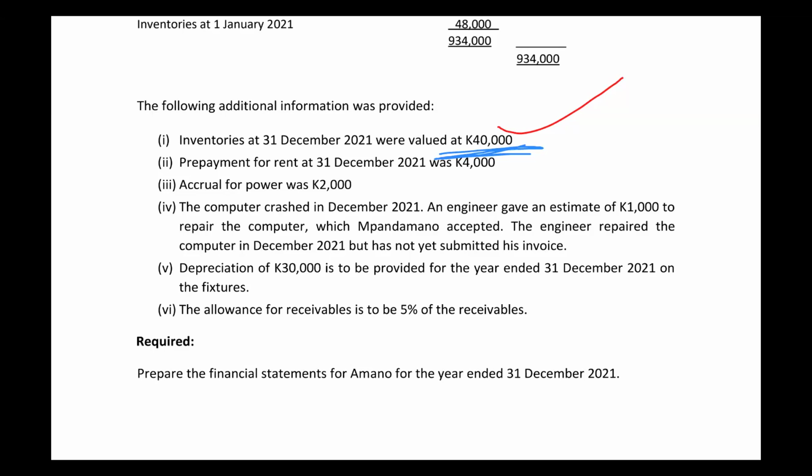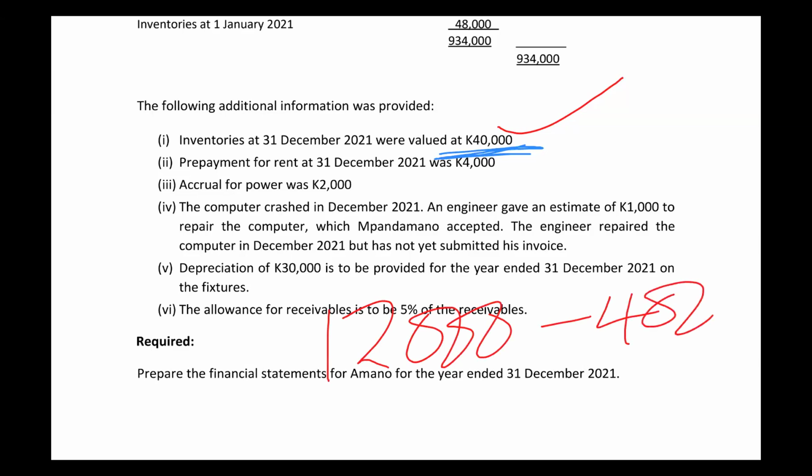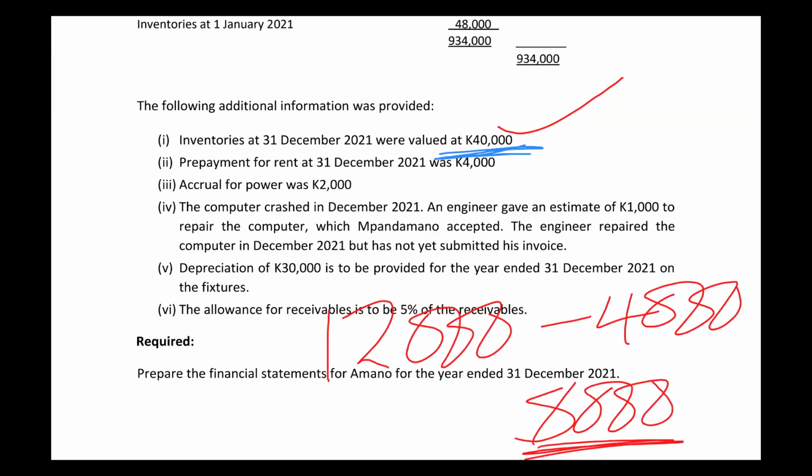Prepayments are subtracted from the expense. Let's say we're talking about rent, which was 12,000. So we subtract: it will be 12,000 minus 4,000, the prepayment, which will make it 8,000. Isn't it? What else do you do with the prepayments?